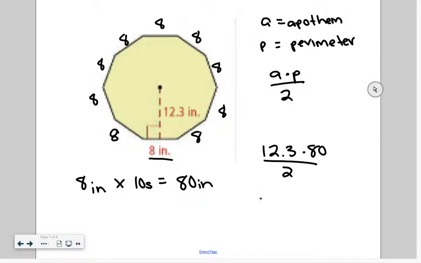12.3 times 80 is 984. And if we divide that by 2, our area of our regular decagon with an apothem of 12.3 inches and side measures of 8 inches is equal to 492 square inches. Remember, guys, we're dealing with area. We have to have our squared units in our answer.